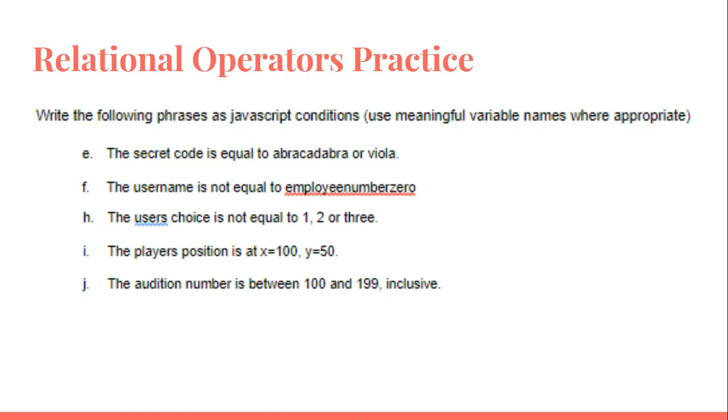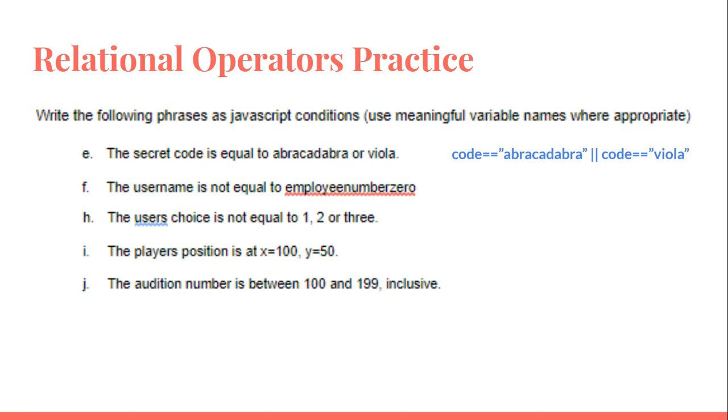All right. The secret code is equal to abracadabra or voila. A lot of people are going to want to write this as code equals abracadabra or voila, but we understand that we have to write complete relations on both sides. So this becomes code equals abracadabra or code equals voila.